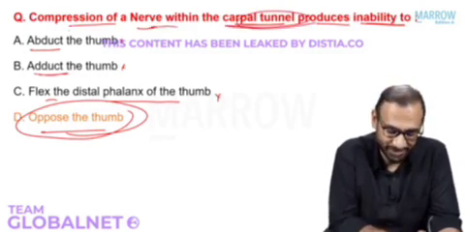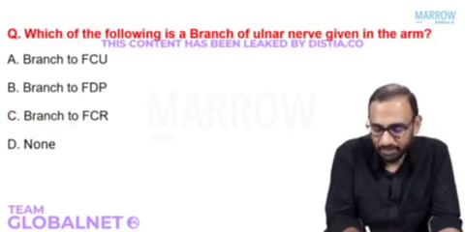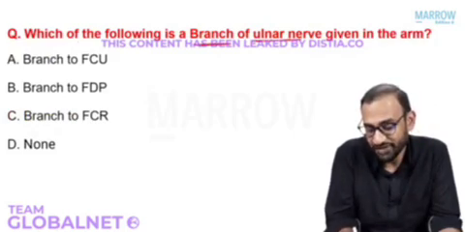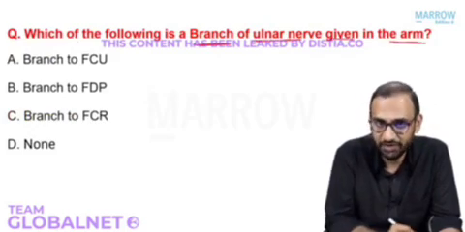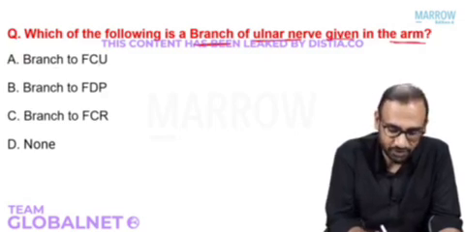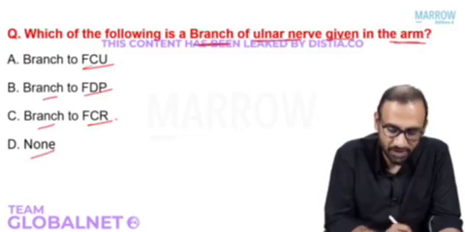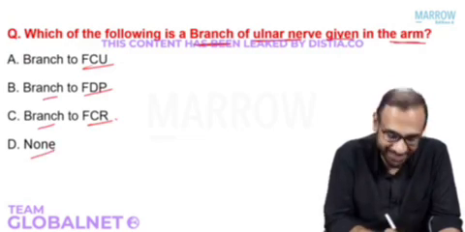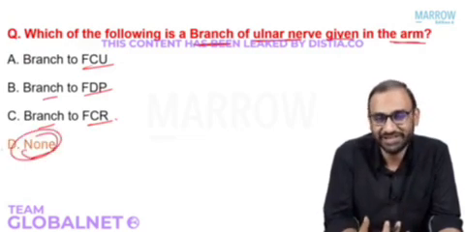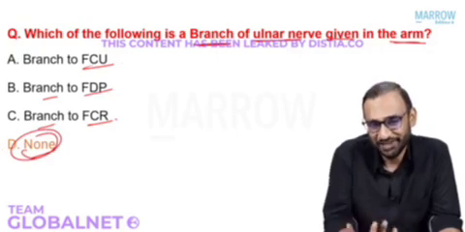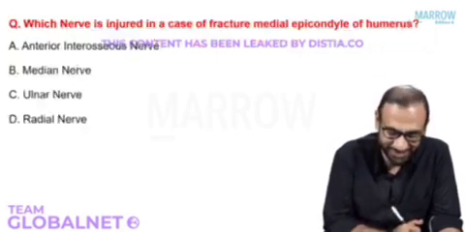Right? Awesome question. Which of the following is a branch of ulnar nerve given in the arm? Ulnar nerve gives which branch in the arm? Is it the branch to FCU? Is it the branch to FDP? Is it the branch to FCR? Or is there no branch in the arm? The answer is none. There is no branch in the arm for median and ulnar nerve. Trick question here. Okay, don't fall for this.